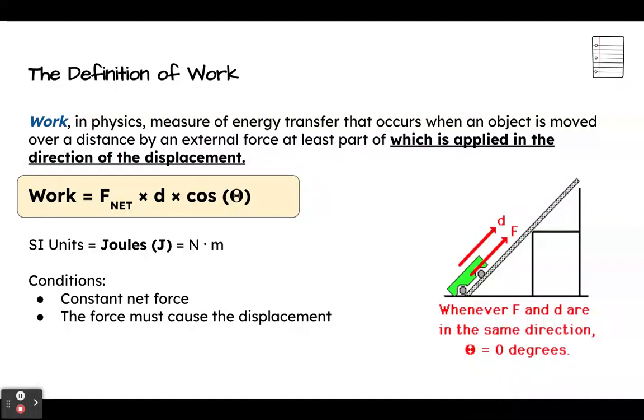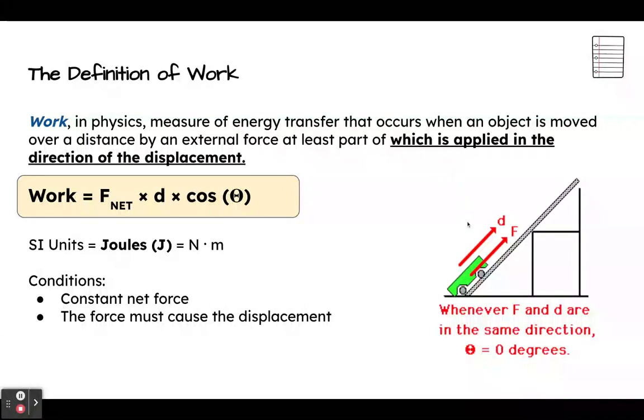Now, you'll see that the definition for work is that work is equal to the net force multiplied by the displacement and then multiplied by the cosine of theta. You guys don't have to really worry about the cosine of theta because as long as the force and the displacement are in the exact same direction, then the angle will always be zero. And if the angle is zero, then the cosine of zero is equal to one.